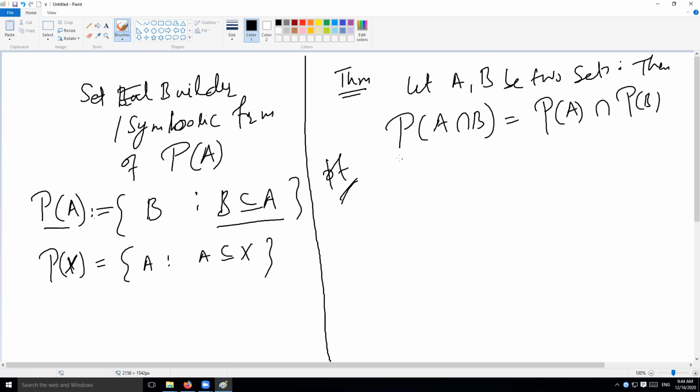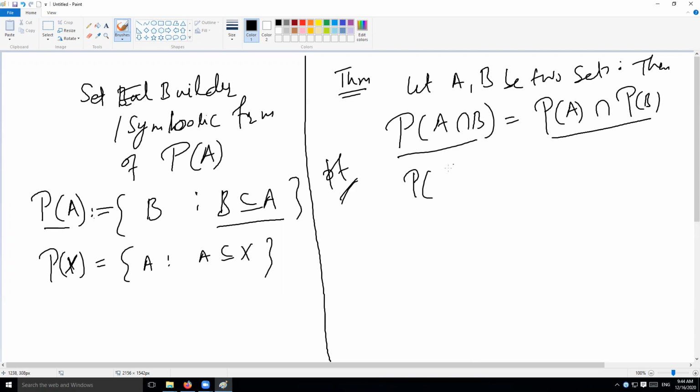I'm going to use the same strategy. This is a set, actually. The power set is a set, and the intersection on the other side is also a set, and you have to prove the equality of the sets. Whenever you want to prove the equality of sets, you need to show that one side is a subset of the other, and the other side is a subset of the first side.